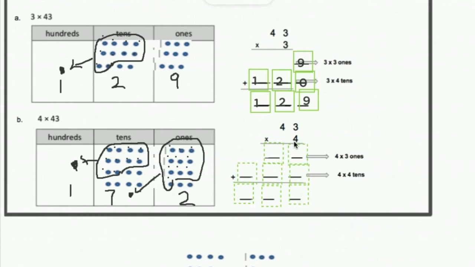Now let's go ahead and solve the same problem using our partial product. Starting in my ones, 4 groups of 3 ones, or 4 times 3 ones. How many ones do I have? Good, 12 ones, or just 12. And now I'm in my tens place. 4 groups of 4 tens, or 4 times 4 tens. How many tens do I have? 16 tens. And how do I write 16 tens in standard form?